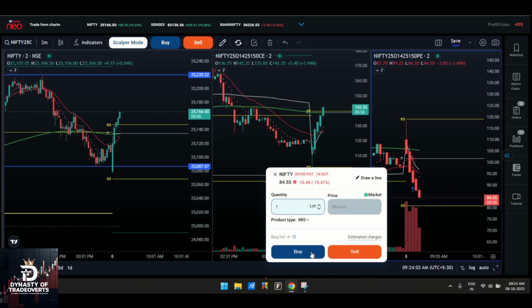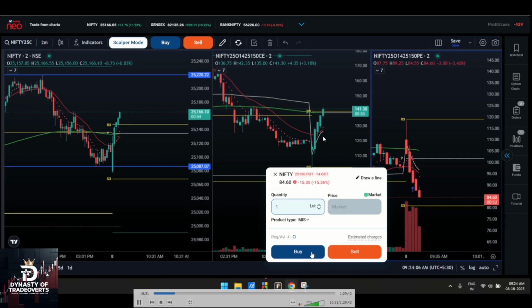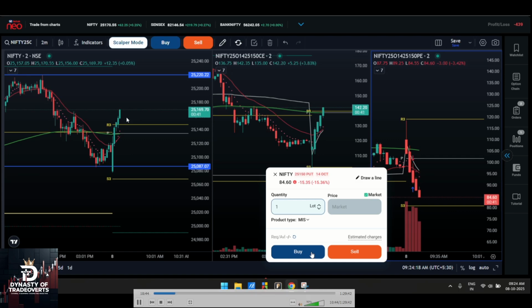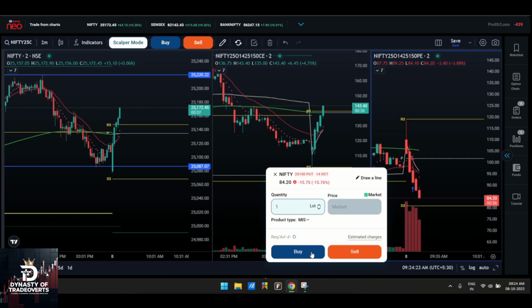Okay, but Nifty keeps going up. I should have checked the chart. I could have easily entered either on this second candle or the third candle and easily could have captured 10-15 points, but I had this assumption that Nifty will get rejected from R3. That's where I was wrong.